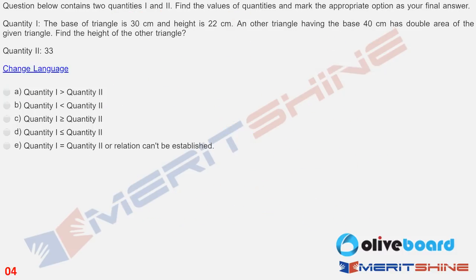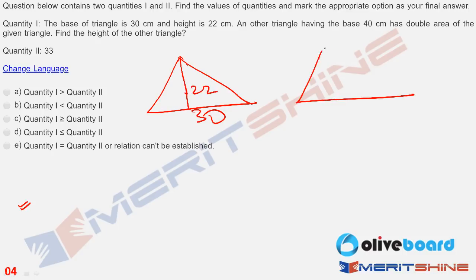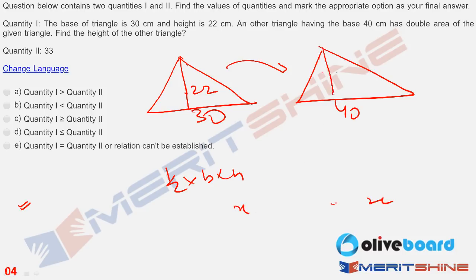Let's move forward. Look at this question. The base of the triangle is given to me as 30 centimeter. Right? The height is given to me as 22. Now, the other triangle has a base of 40 and double the area of this one. If this area here, which is half base into height, is x, this is 2x that is given to us, right? So we have to find the height, right?